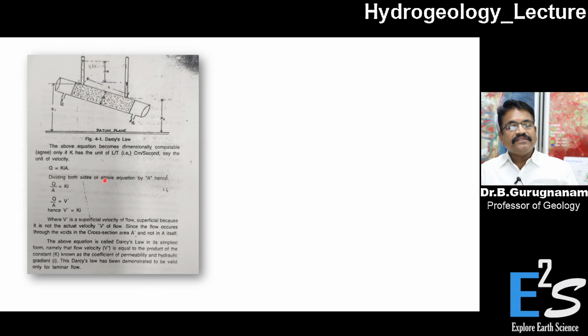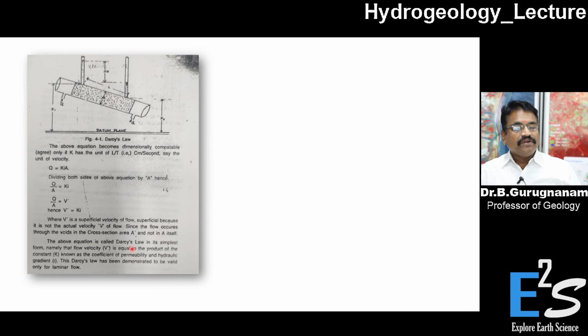Dividing both sides of the above equation by A, Q by A is the discharge per unit area. If you remove the area, you get Q by A on one side and K i on the other, so V is equal to K i. V is the superficial velocity of flow, superficial because it is not the actual velocity. So this is represented as Darcy's law.